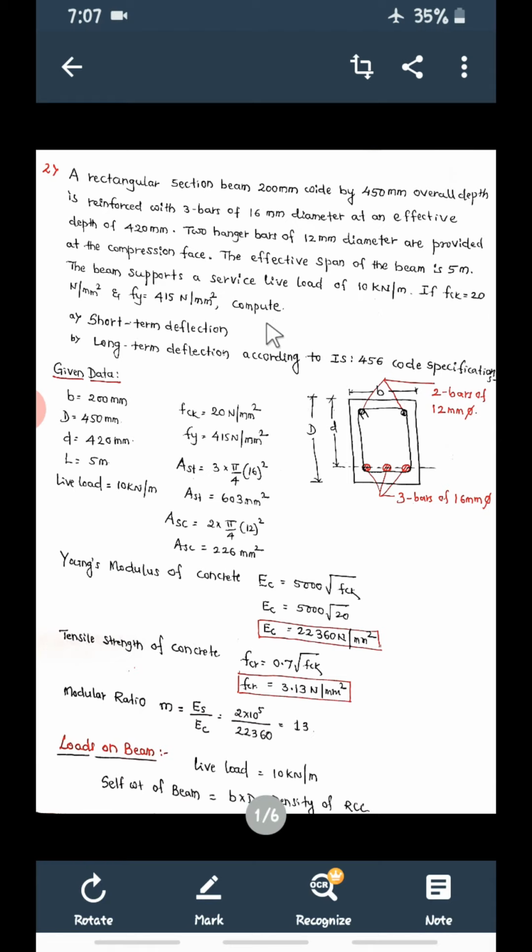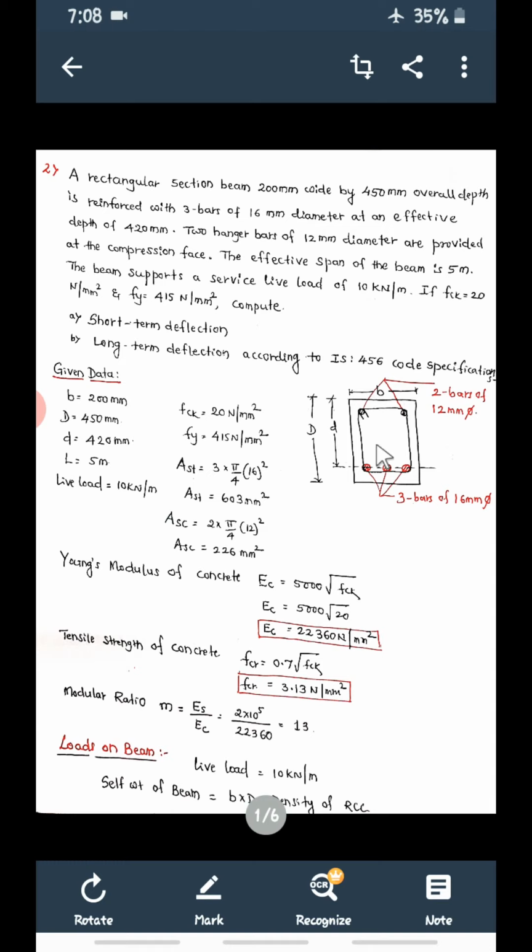If fck is 20 N/mm² and fy is equal to 415 N/mm², then calculate short-term deflection and long-term deflection according to IS 456 code specifications.